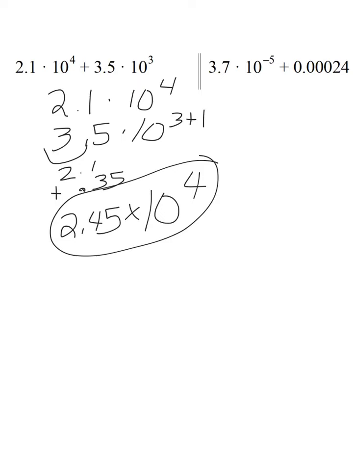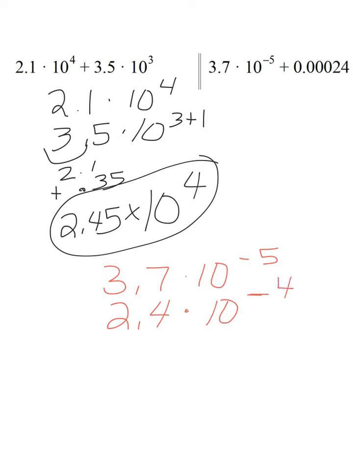All right, I'm going to work the second example in a different color. I have 3.7 times 10 to the negative fifth. I'm going to add to that 0.00024. I need to put that in scientific notation. So my base is going to be 2.4, and it's going to be times 10. It's going to be negative because it's less than 1, and I look to see how many times I moved that decimal. I moved it 4 times.